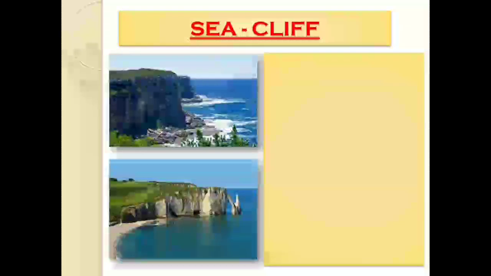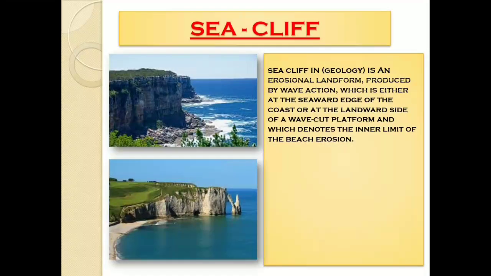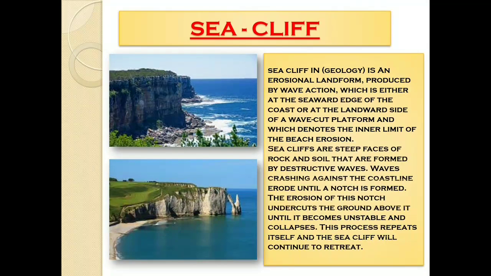Next is sea cliff. You can see a picture of sea cliff. Sea cliff in geology is an erosional landform produced by wave action, which is either at the seaward edge of the coast or at the landward side of a wave cut platform, and which denotes the inner limit of the beach erosion. Sea cliffs are steep faces of rock and soil that are formed by destructive waves.